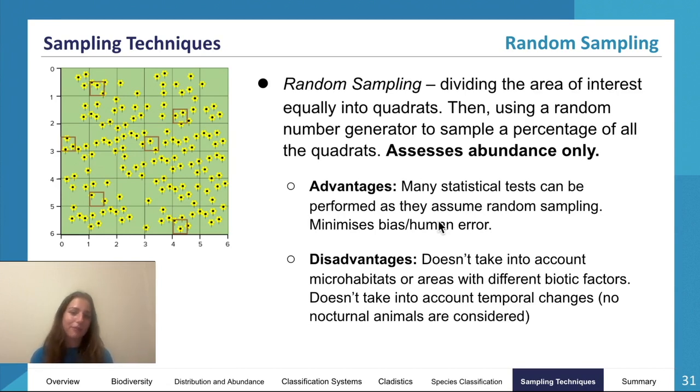Additionally, random sampling obviously minimizes bias and human error, as the selection of quadrants is not influenced by the researcher's preferences or preconceptions. If you were to look at an ecosystem and there was something really interesting happening in the top left corner, your interest might be to plot a quadrant there. But in doing so, you're not giving an accurate representation of the entire community.